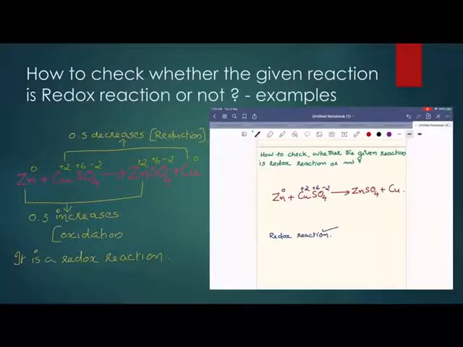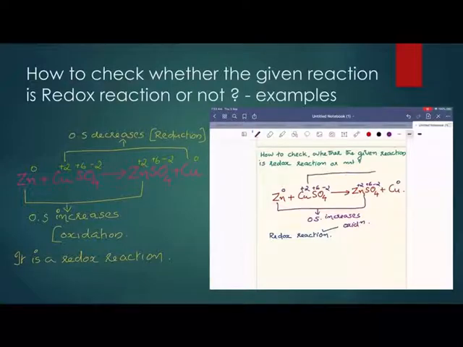You have studied how to find oxidation state of compounds. -2, +2, +6 and 0. Here, oxidation state of zinc increases. So this reaction is oxidation.